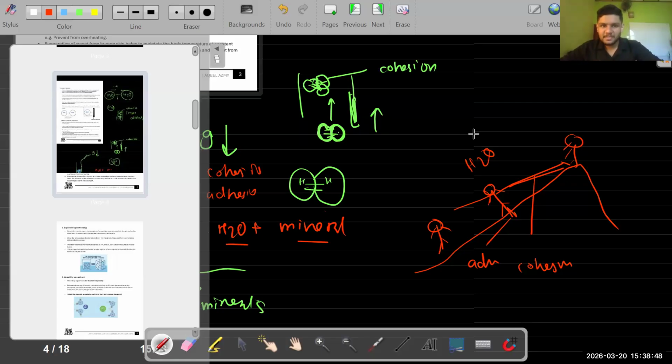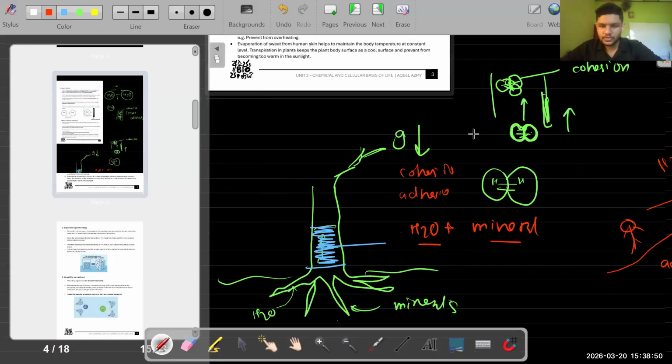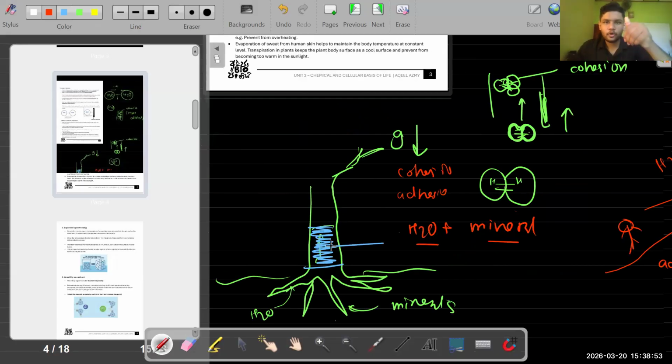Yes. So similarly, here also, water moves with the help of cohesion and adhesion, but minerals too should move against gravity. Gravity, we know, F equals ma. Now what is the acceleration here? Gravitational acceleration. There is a gravitational force acting downwards, so we should move against that gravitational acceleration.